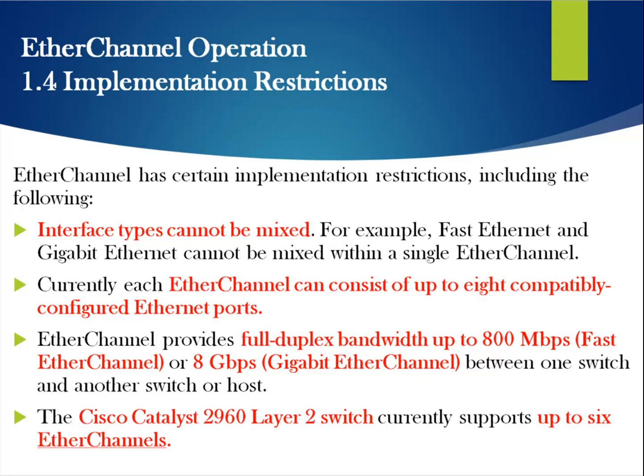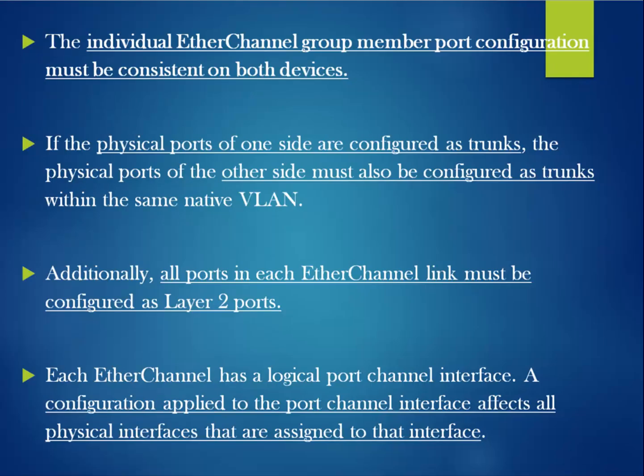Now we have some more restrictions. The individual EtherChannel group member port configuration must be consistent on both the devices. Whatever configurations you are doing on the first device, switch 1, and switch 2, here I am taking 3 ports on the first switch and 3 ports on the second switch. Whatever configuration you do on the first switch, the same configuration you have to do on the other end. Both devices must have the same configuration.